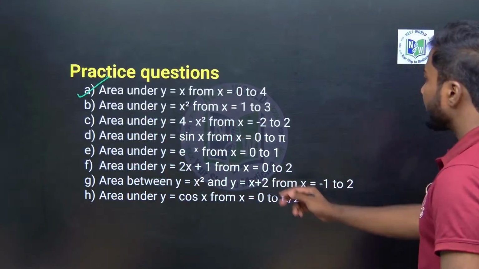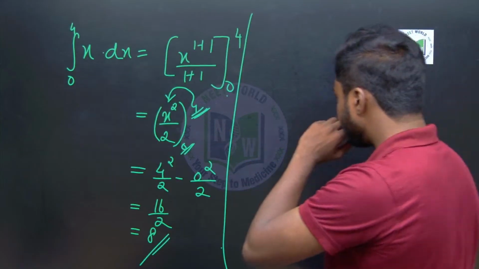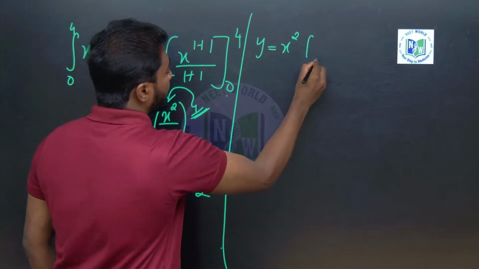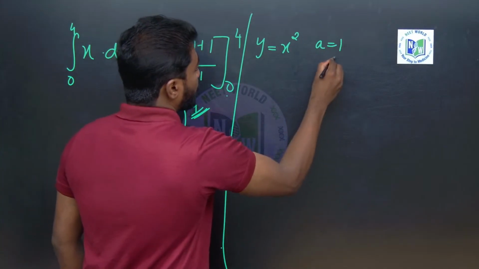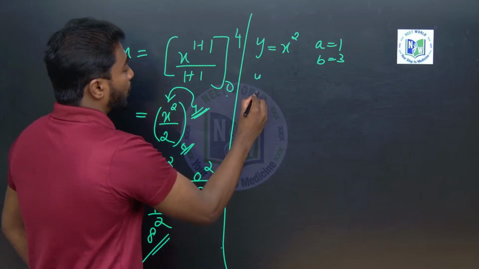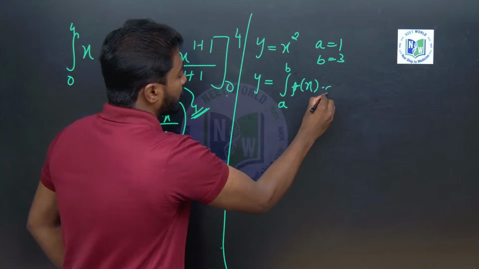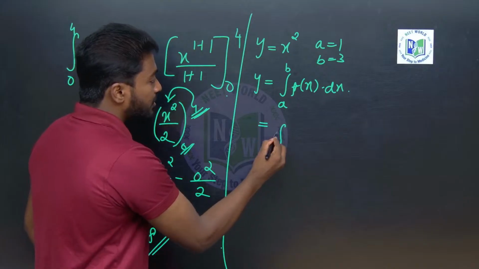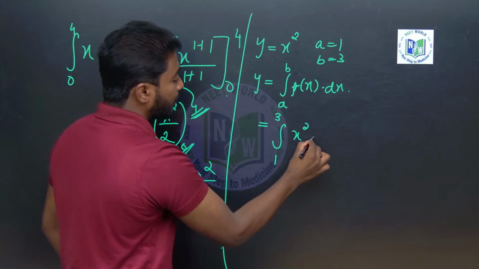So the given question is y is equal to x square from x is equal to 1 to 3. Y is equal to x square, the limits are a is equal to 1, b is equal to 3. So y is equal to the integral of a to b f of x dx. This is the formula. So integration from 1 to 3, f of x is x square dx.